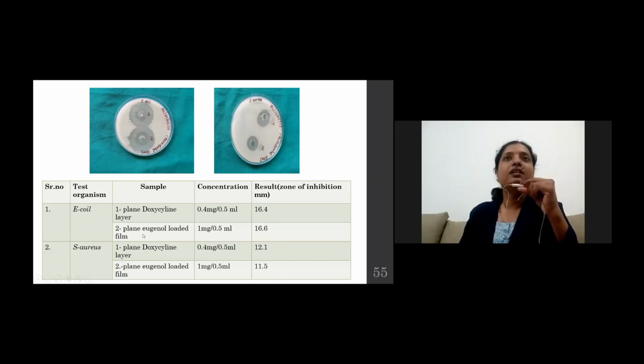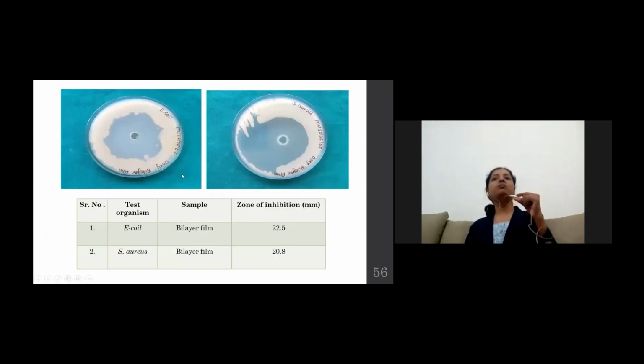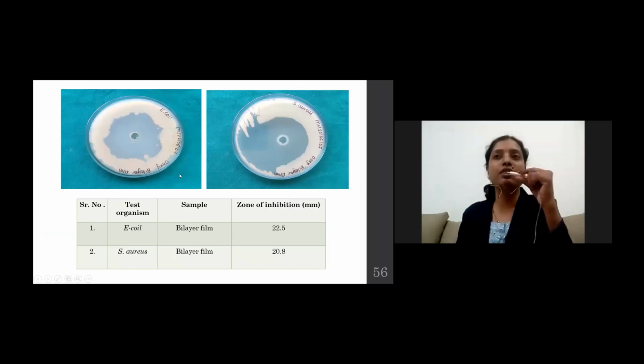This indicates that eugenol and doxycycline hydrate have a more profound effect on the gram-negative bacteria, and the bacteria that are responsible for periodontitis majorly belong to the category of gram-negative bacteria.